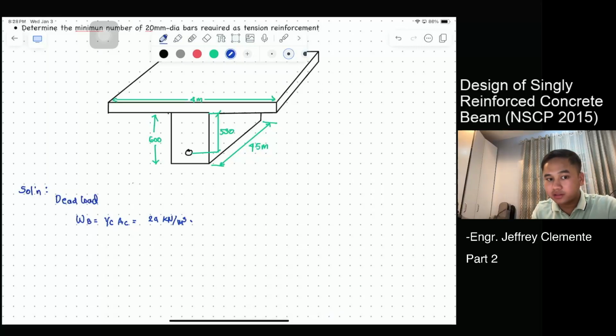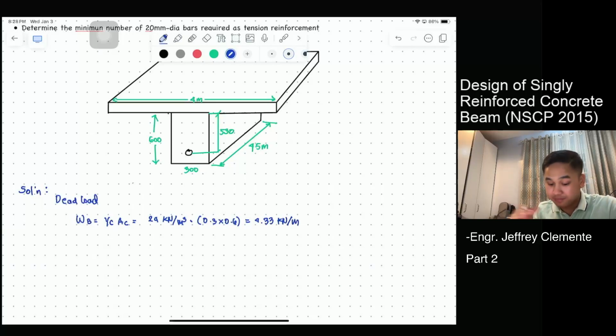Ano ba area ng concrete natin? Ng beam. Ano area ng beam? You have 300, di ba? Ito, 300 to. So, that is 0.3. 0.3 times 0.6. Di ba? So, you'll get 4.33 kilonewton per meter. Okay?